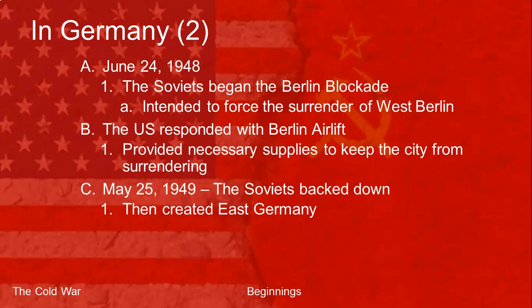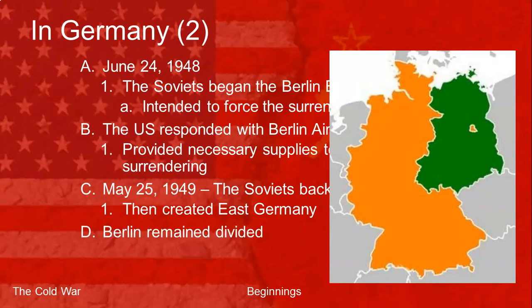They then did turn around, though, and create East Germany. And so Germany remained split between East and West for the remainder of the Cold War, and you still had West Berlin over here in the middle of East Germany. That'll be important in the coming weeks as we talk about other aspects of the Cold War.